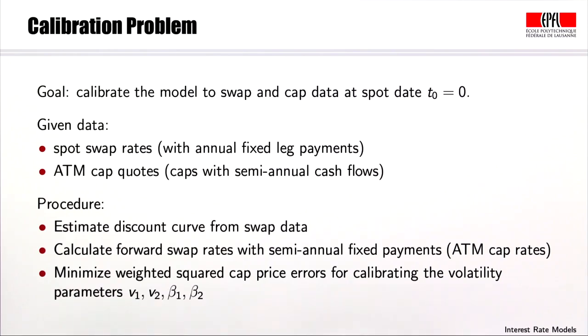We now want to calibrate this two-factor Gaussian HJM model to swap and cap data given at the spot date T0. More specifically, the given data consists of spot swap rates with swaps that pay annual fixed coupons and at-the-money cap quotes where the caps have semi-annual cash flows.